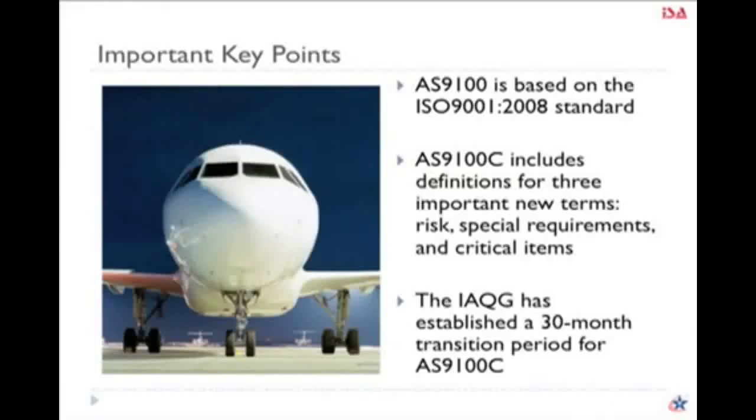AS9100 is based on ISO 9001-2008 and is maintained and administered by the International Aerospace Quality Group, which started its revision in 2005. AS9100C includes definitions for three important new terms: risk, special requirements, and critical items. Other critical changes to the standard involve quality manual relationships, risk management, customer satisfaction, project management, recognition of supplier quality data, and approval status of suppliers. The IAQG has already established a 30-month transition period for AS9100C.